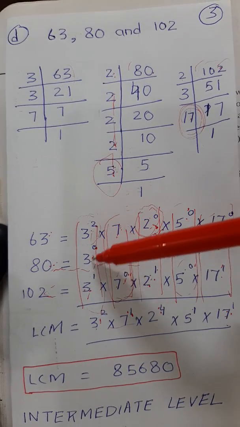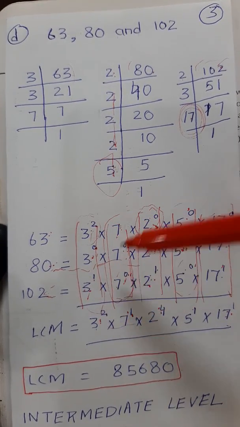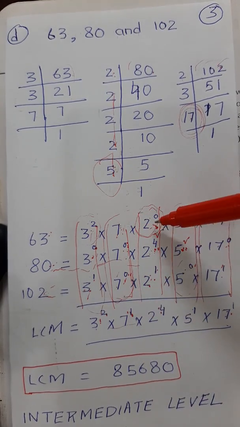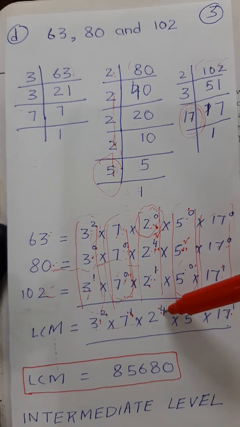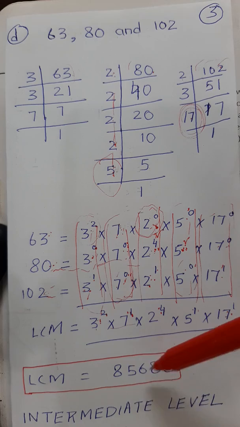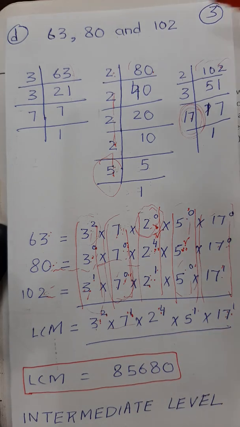Now you can find LCM by choosing the highest power from each column. Choose highest power from column of 3, 3 power 2. Choose highest power from column of 7, 7 power 1. Choose highest power from column of 2, 2 power 4. Choose highest power from column of 5, 5 power 1, and choose highest power from column of 17, that is 17 power 1, and multiply all of them. You will get 85680 as LCM of 63, 80 and 102.